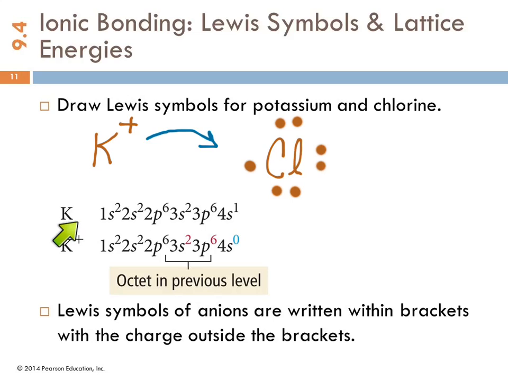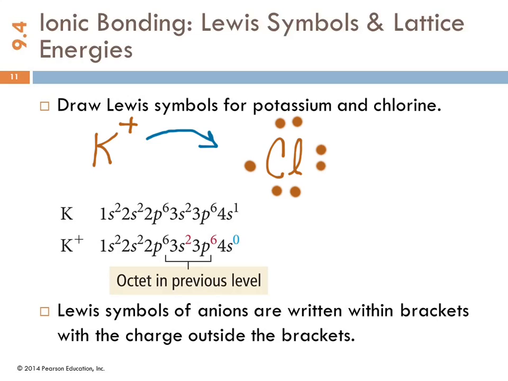So here we have the electron configuration for potassium. He's going to lose the 4s electron. Now what's the valence shell? It's level 3, and he's got 8. So he lost the outer layer, and we look at this Lewis symbol and we say, well, he doesn't have 8 electrons. Yeah, he does. We're just not going to go down and draw what's underneath.